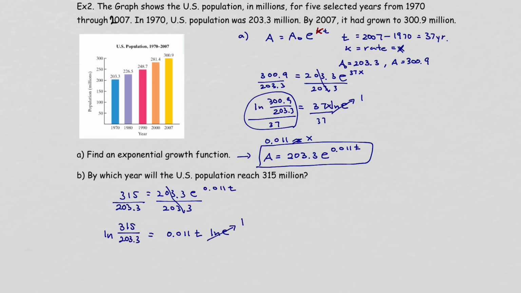And we know that ln e equals 1, so when we divide both sides of the equation by 0.011, that will give you how long, right? This is going to give you something close to 40. That means 40 years after 1970, the starting year, right? So when you do 1970 plus 40, it will be somewhere around 2010. So in the year 2010, your population will reach 315 million in that problem.